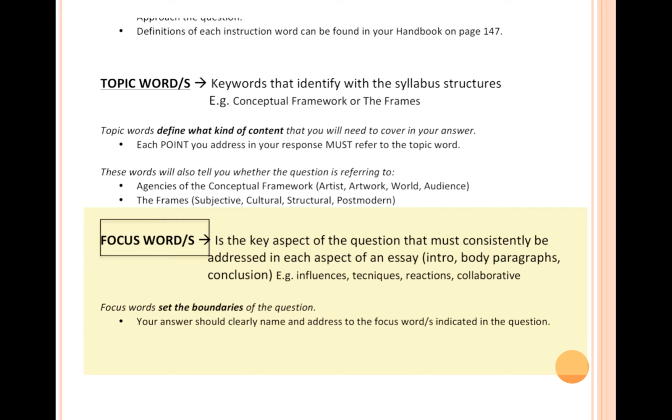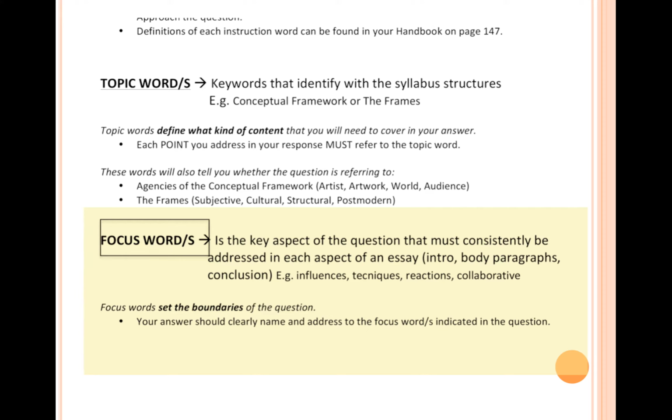Focus words. Now these words are extremely important because these words are basically the necessities of your response. That means these are the attributes, these are the characteristics, these are the things you could say that this question wants you to address specifically.